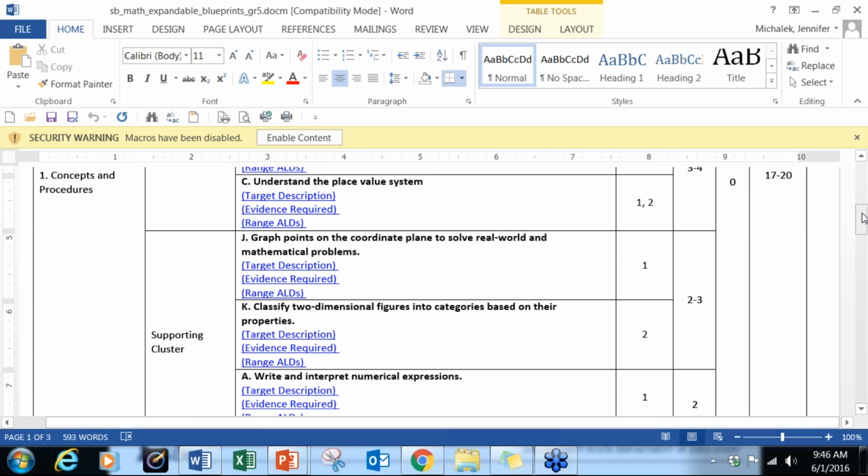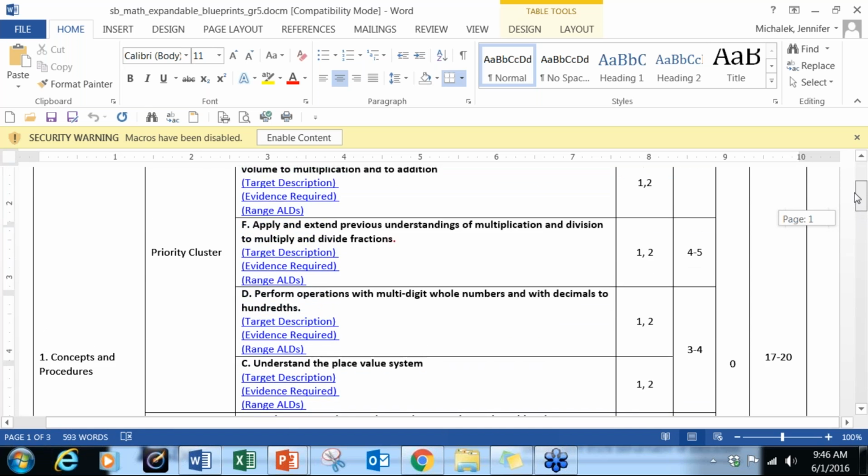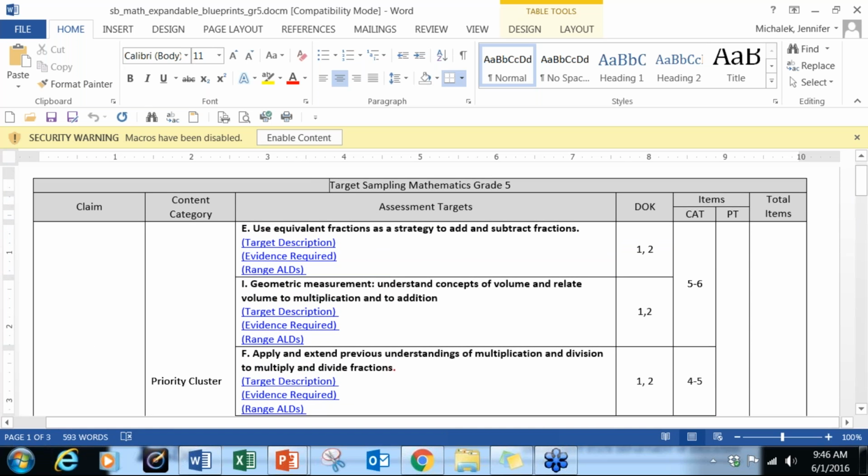This is not to be confused with standards that should be taught and standards that would be nice to teach. Whether they are priority or supporting, all standards of the Connecticut Core Standards need to be taught in that grade level. The next column talks specifically to the targets. And if you look, you see a target description, evidence that requires, and the range of the achievement level descriptors. And by clicking on, you can expand those to get further information about the topic.